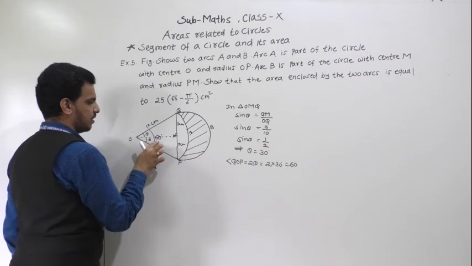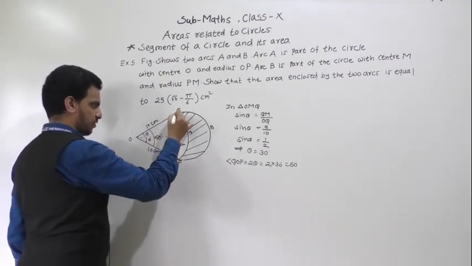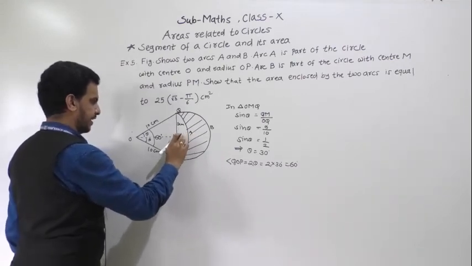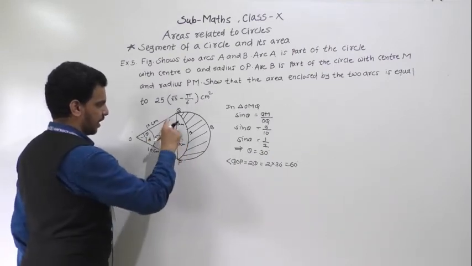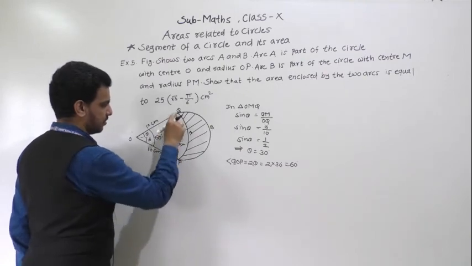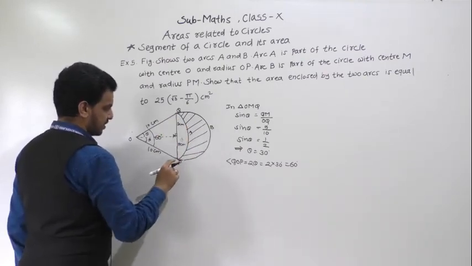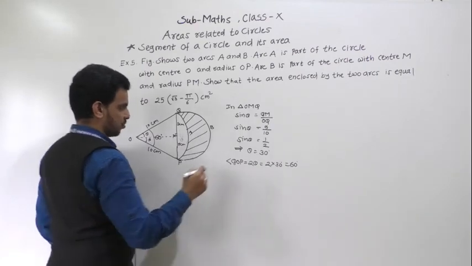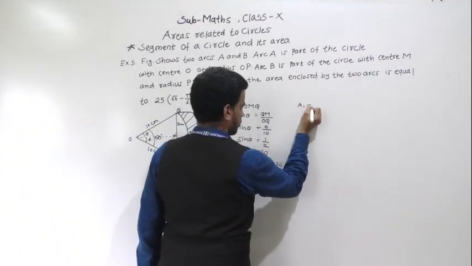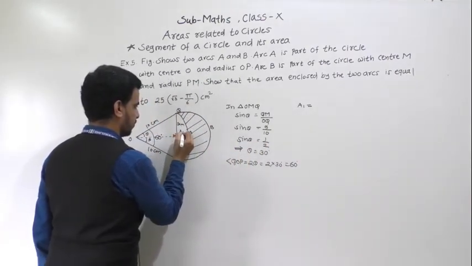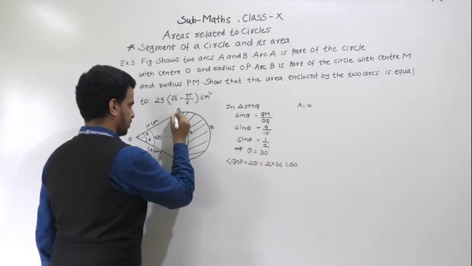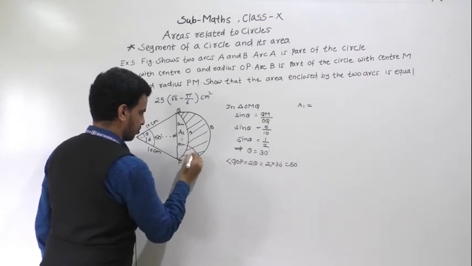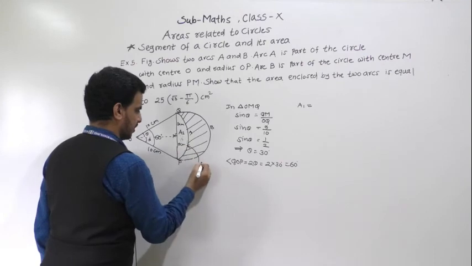We have to take this angle and find the area of this segment, taking the angle as theta, and arc B subtends a region that is a semicircle. So if we subtract the area of the segment from this semicircle, we will get this area. So suppose this region is A1, and this total region we call A2.